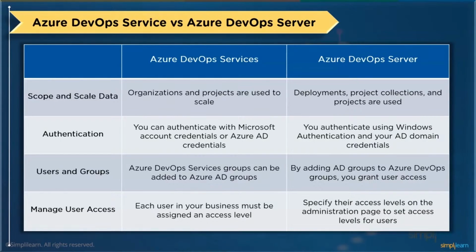Whereas all use of Azure DevOps Server is on the honor system. Specify the access levels on the administration page to set access levels for users based on their license and assign unlicensed users stakeholder access only.